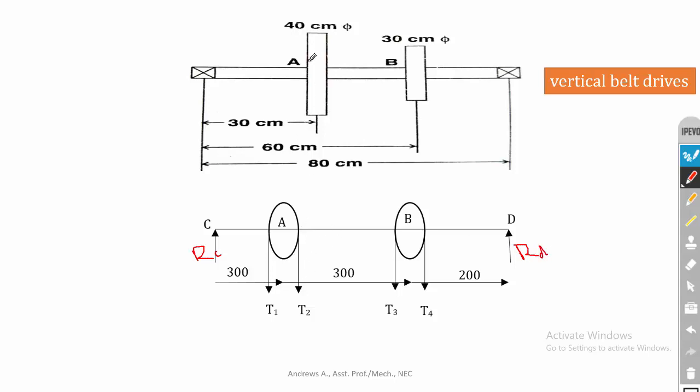Then the pulley A is a vertical one, the pulley B is also a vertical one. So for pulley A, I have considered T1 and T2 as tensions. Then for pulley B, it is T3 and T4. Then you can mark the distance between pulleys and the bearing. Okay, so it is 300 mm, 300 mm and 200 mm. So this is the first drawing.